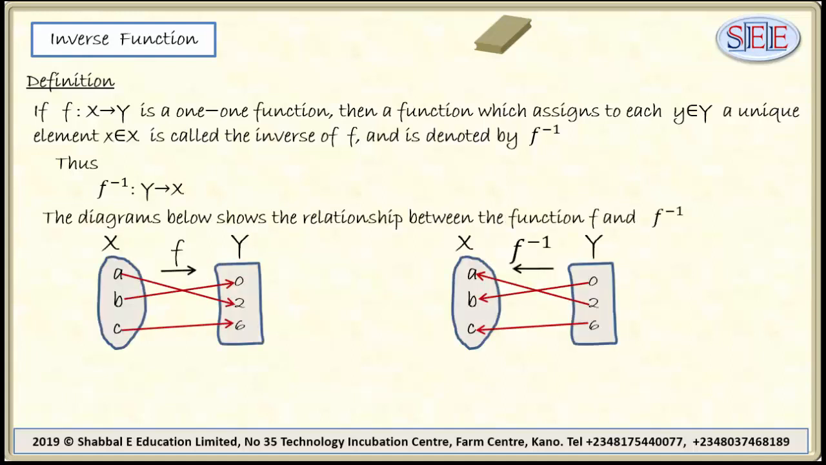Looking at the diagrams below, I have two diagrams that you can see now. In the first diagram, you can see the function f. Its domain is set X and its codomain is set Y. You can see the assignation is from set X into set Y. But in the second drawing, that is the inverse of the function f, you can see the assignation is from Y into X. Look at the arrowheads. It is from right to left, but in the function f, it is left to right.